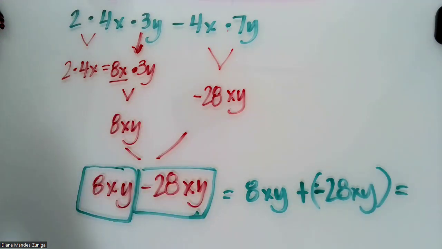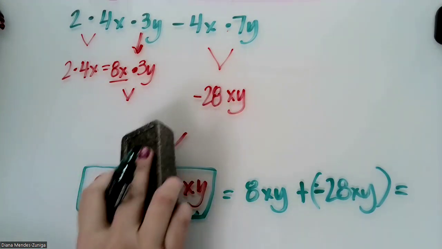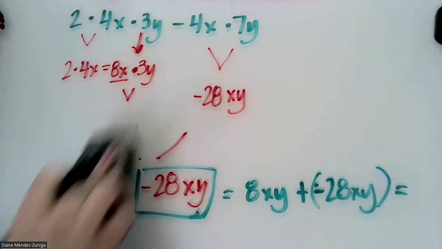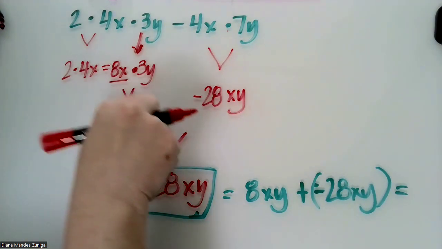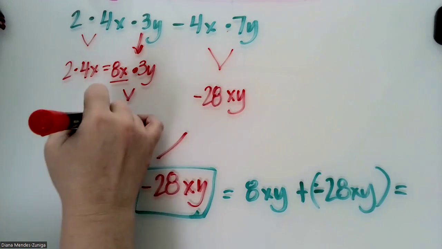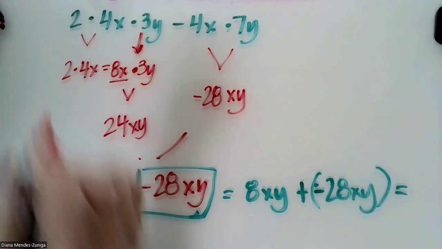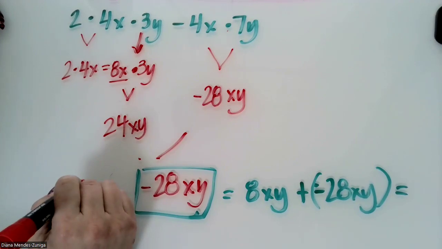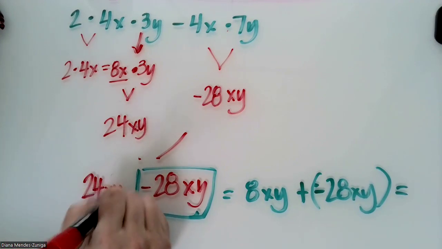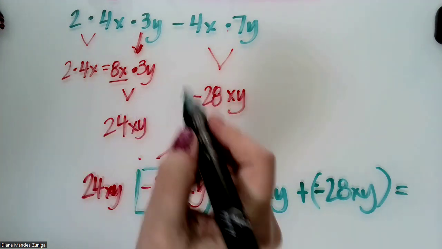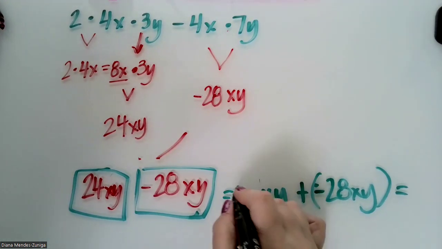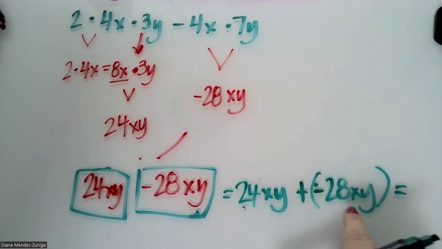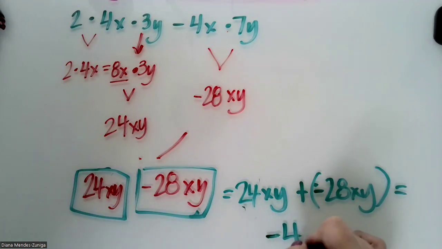my math is not right. That is not an xy. Let me try this again. See, I told you I always bring these down incorrectly. An 8x times a 3y is going to give us a 24xy. So this number down here would be 24xy, and this would be our like term here. So we have 24xy plus negative 8xy. And that leaves us with negative 4xy.